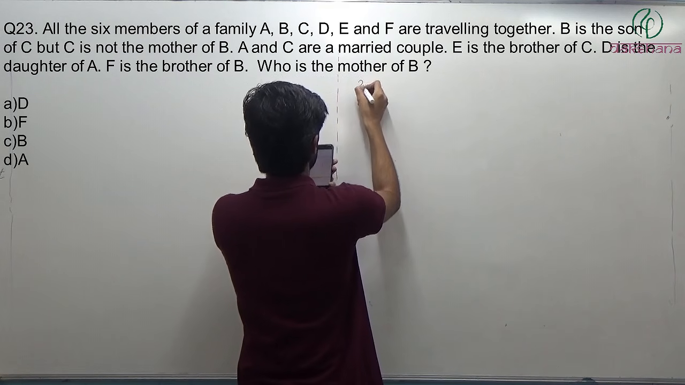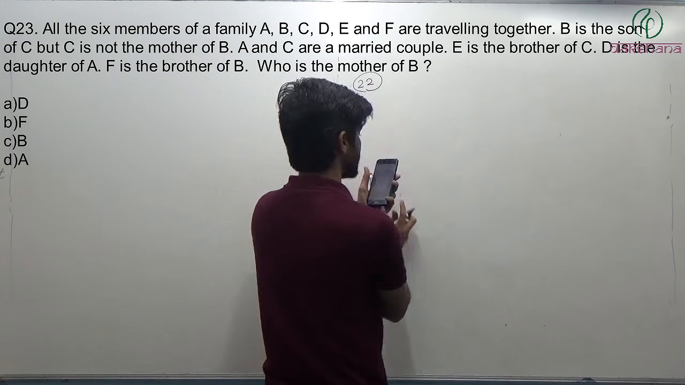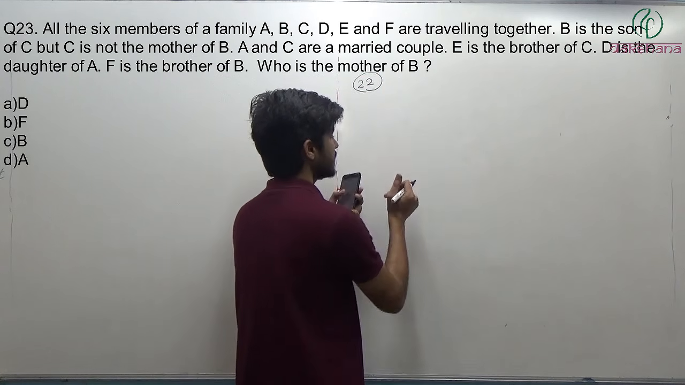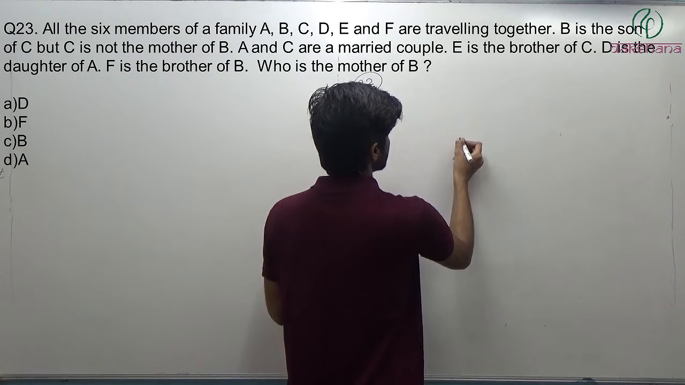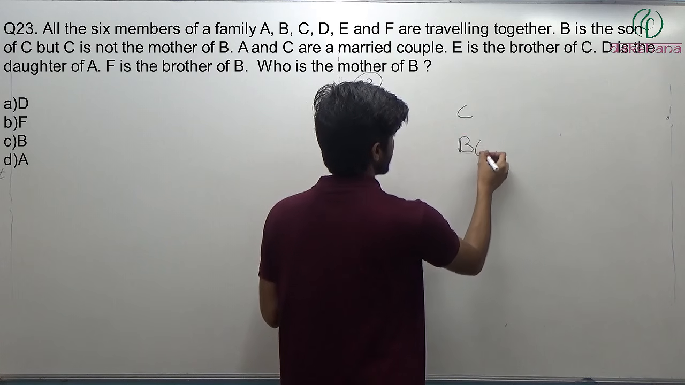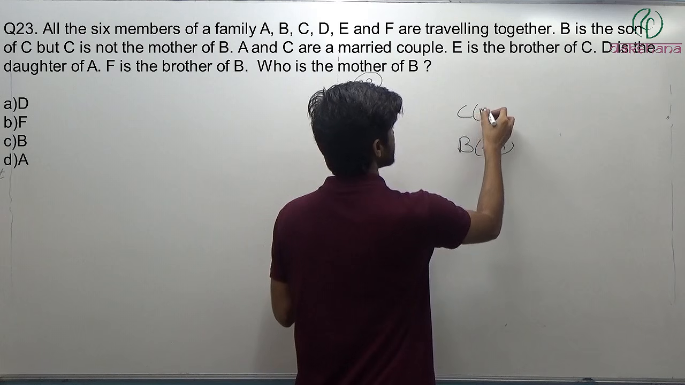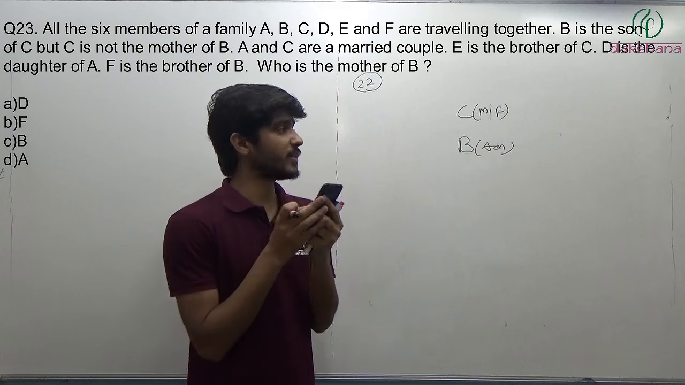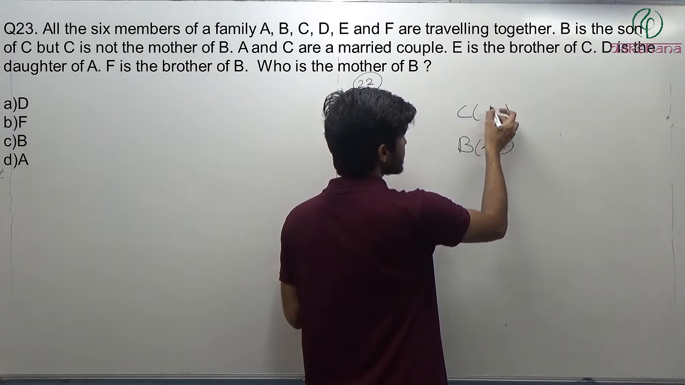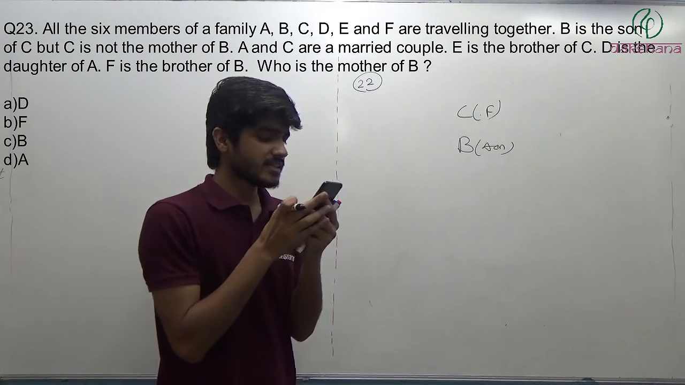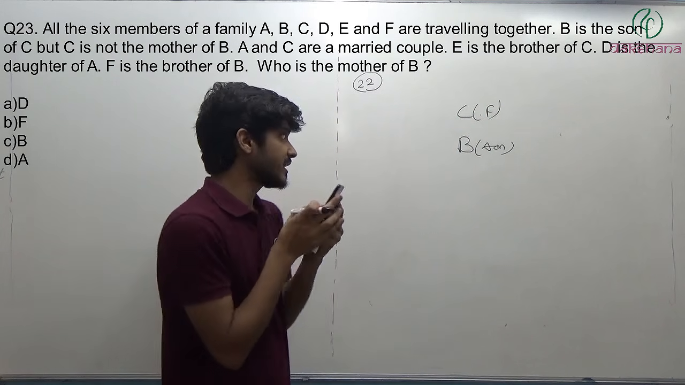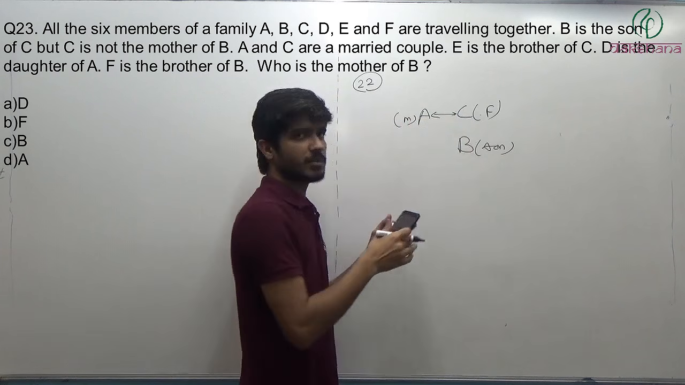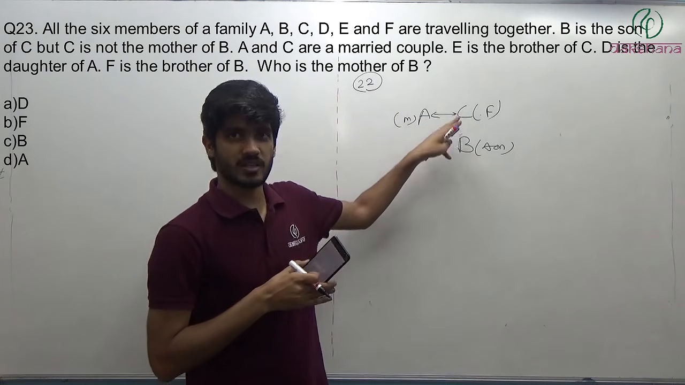They are saying there are 6 members A, B, C, D, E, F traveling together. B is son of C. So B is here, and C is in the next generation. This is son. We don't know if it's mother or father. But B is son, and C is not the mother of B. It means C is father. Then they are saying A and C are married couples. So basically who is the mother? A, because A and C are married couples. Let's just assume B is their son. Cool.